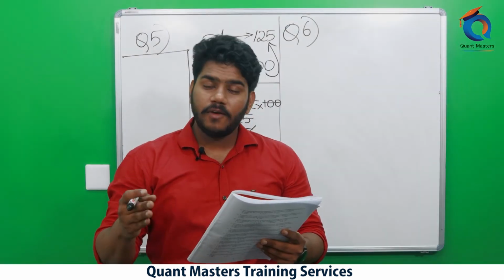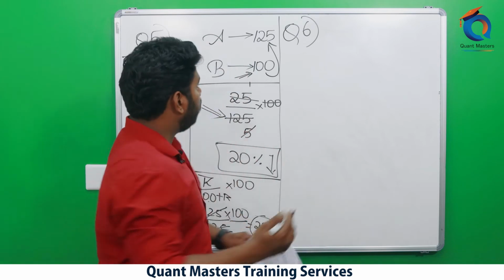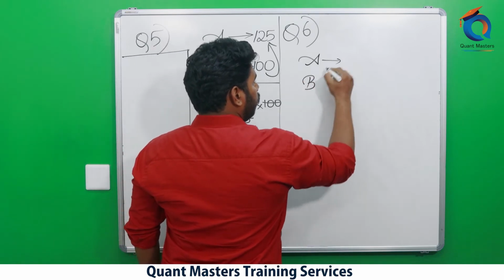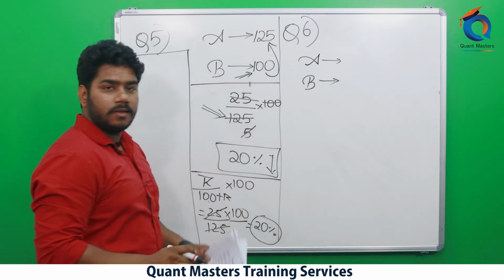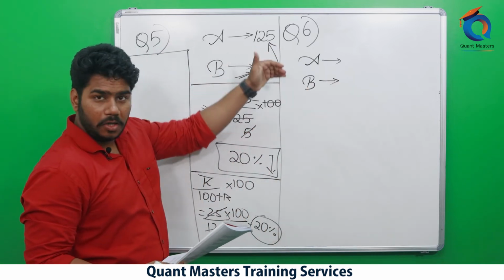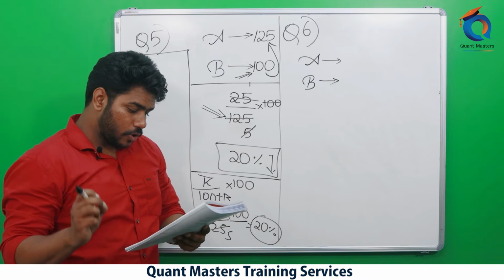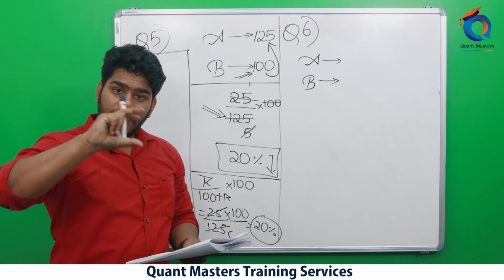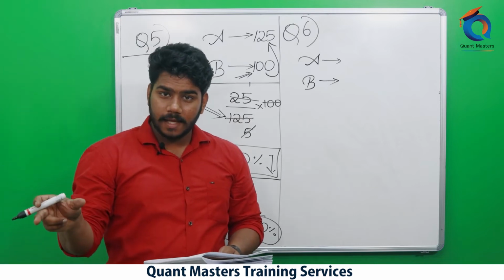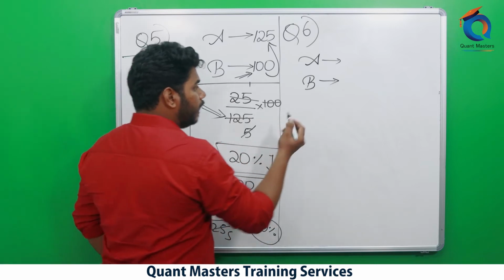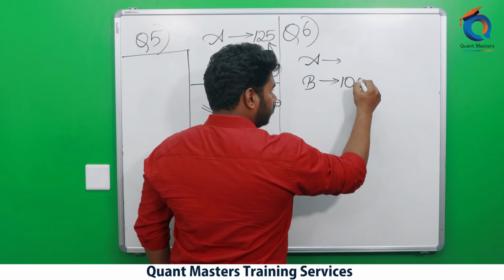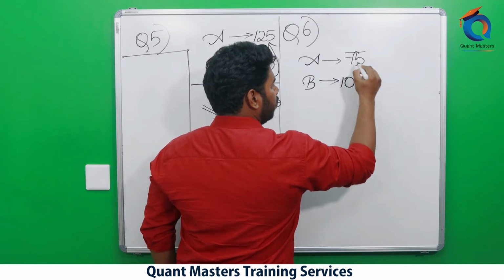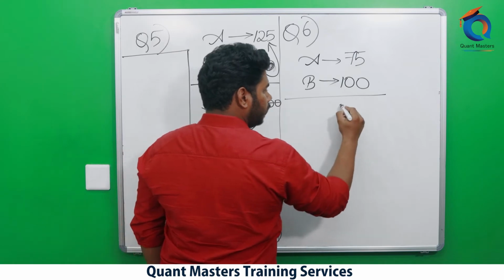A's salary is 25% less than B. Again, we have two people, A and B. Now, whose salary shall we take as 100? A's salary as 100 or B's salary as 100? Read the question: A's salary is 25% less than B. So can I say A's salary is depending on B's salary? Yes or no? So whose salary shall we take as 100? B's salary. Now, if B is 100, A will be how much? 75. What is the difference we got? 25.